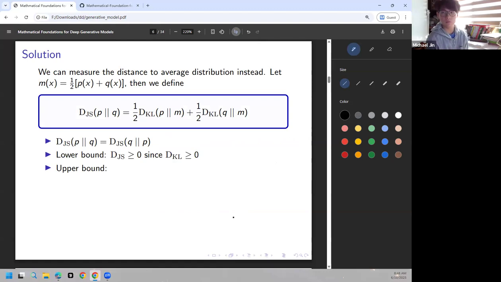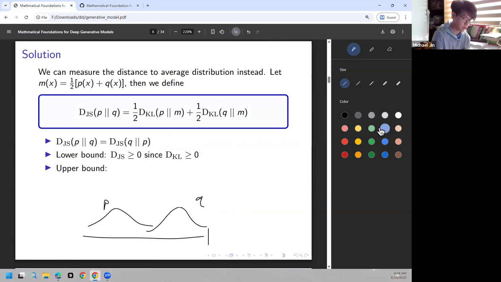The core idea is to find a middle distribution between P and Q, right? For example, we have P and Q, and we can find some middle distribution M, and measure the distance between P and M and Q and M, and average them as the final divergence between P and Q. Mathematically speaking, we are first finding the average function m of x as half of p plus q.